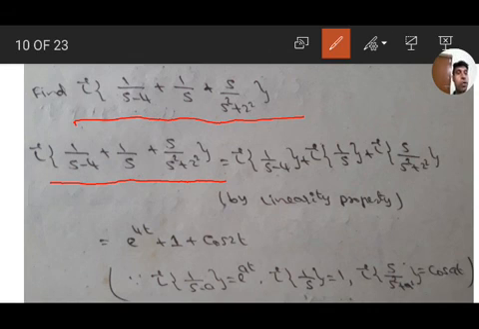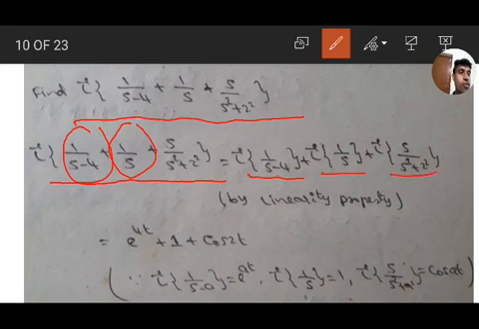equal to L inverse of 1 by s minus 4, sum of 3 inverse Laplace transforms: the inverse Laplace transform of the first function. Next, inverse Laplace transform of 1 by s, that is the second function. Next, L inverse of s by s square plus 2 square, that is the inverse Laplace transform of the third function. By linearity property, inverse Laplace transform of first function, second function, third function.